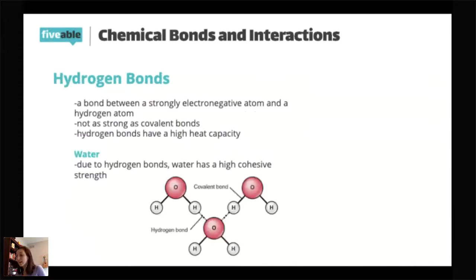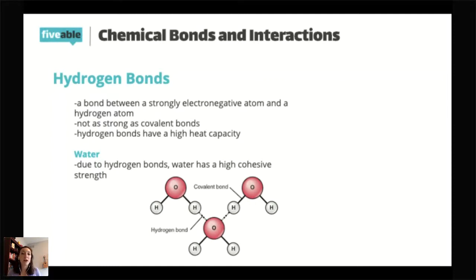Okay, so finally, our last kind of bond that we are going to talk about today are hydrogen bonds. This is when polarity becomes important. A hydrogen bond is a bond between a strongly electronegative atom and a hydrogen atom. Because water, H2O, is polar, the oxygen pulls on the electron a little bit more, becoming partially negative. The hydrogen atom within the H2O molecule is then partially positive. The partially positive hydrogen and the partially negative oxygen are attracted to each other because opposites attract.